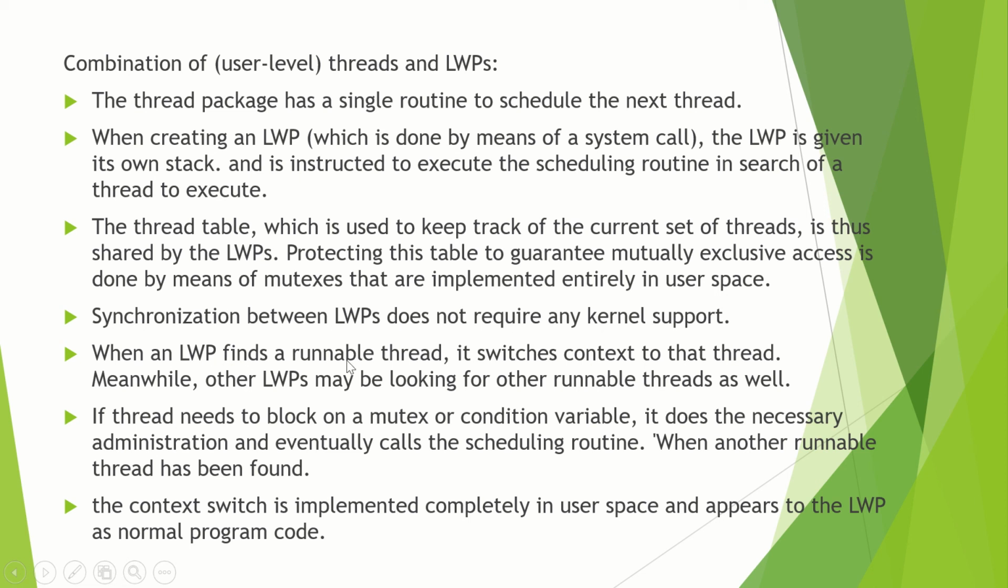And when an LWP finds a runnable thread, it switches context to that thread. Meanwhile, other LWPs may be looking for another runnable thread as well. If threads need to block on a mutex or condition variables, it does the necessary administration and eventually calls the scheduling routine. When another runnable thread has been found, the context switch is implemented completely in user space and appears to the LWP as normal program code.